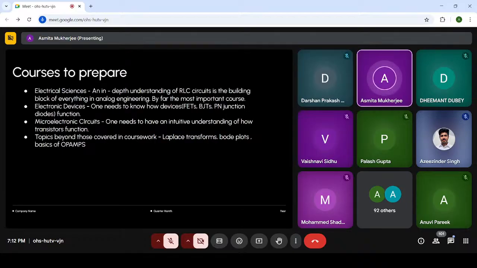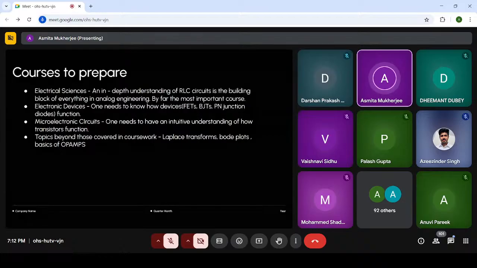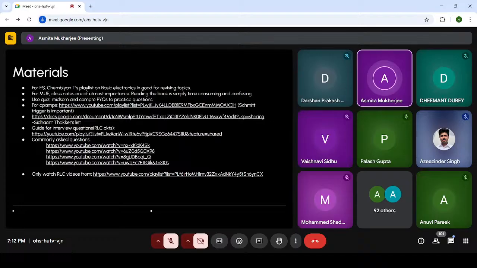So apart from that, all of this is not very important, but Laplace transforms, Bode plots, and op-amps. Op-amps is slightly important, but I assume you've done it in ES, and they ask very basic questions about how op-amps work, and you can solve it even without knowing how op-amps work. It's basic Thevenin, Norton, and all of that. So here I've attached all materials.